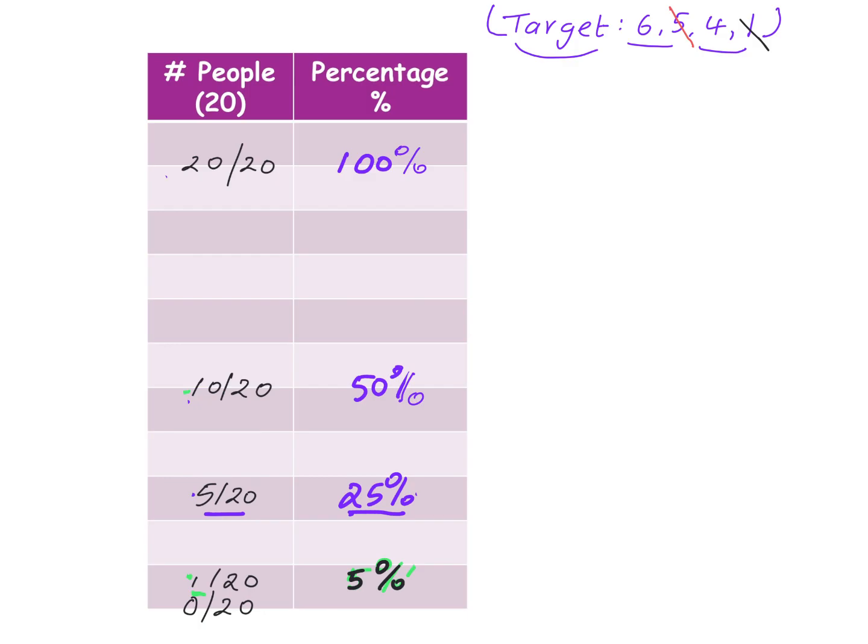To convert 6 out of 20 to a percentage, then we can connect our 5 out of 20 plus 1 out of 20. That gives us our 6 out of 20. So then we just add our 25 and 5. So 6 out of 20 then is 30%.